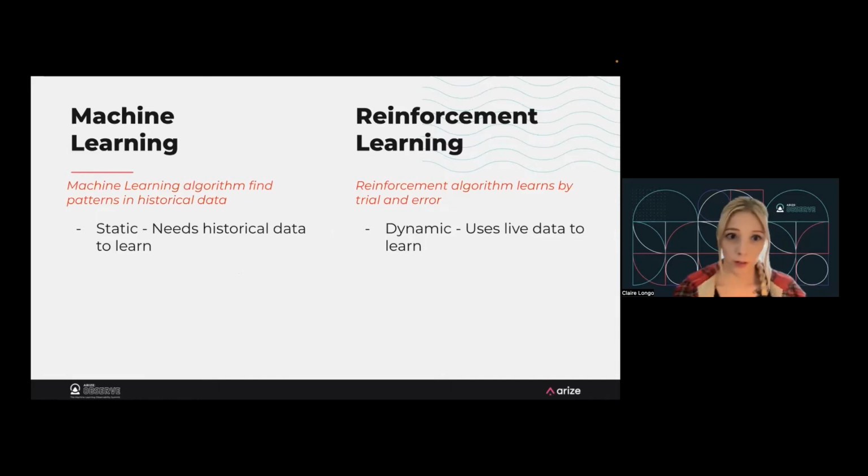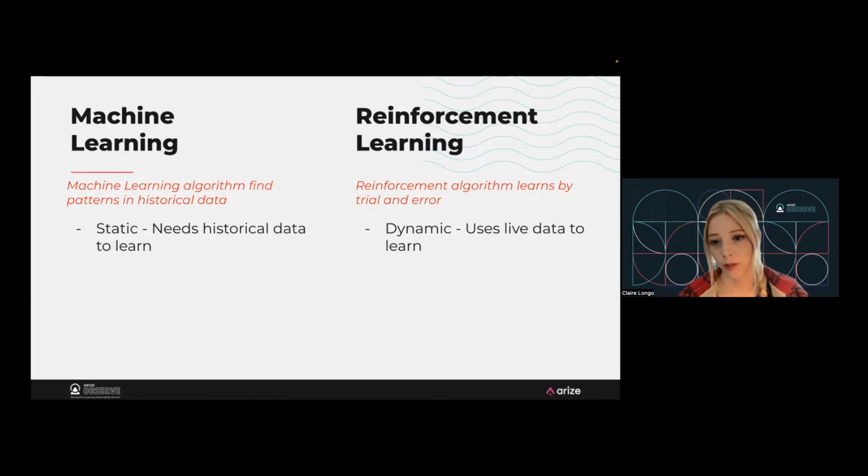So what is the difference between machine learning and reinforcement learning? Machine learning needs a lot of historical data to learn. It learns patterns by looking at a large amount of historical data, encoding those patterns mathematically, and then using the patterns it learned to make predictions and forecasts for the future.